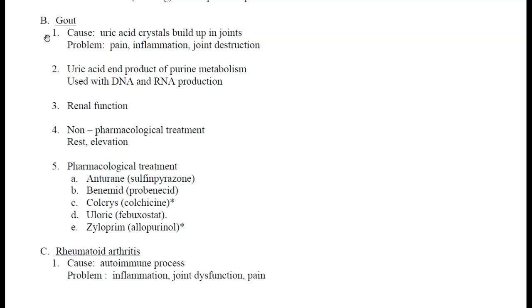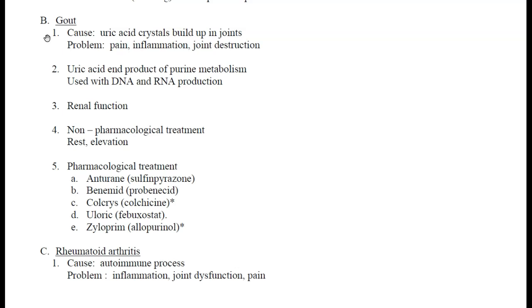Now, where does this purine come from? It is broken down in the liver, and there are certain foods that are high in purine. Examples of those are alcohol, fish or seafood, bacon, turkey, veal, and organ meats like liver. Uric acid is excreted by the kidneys, so it does affect the renal function.